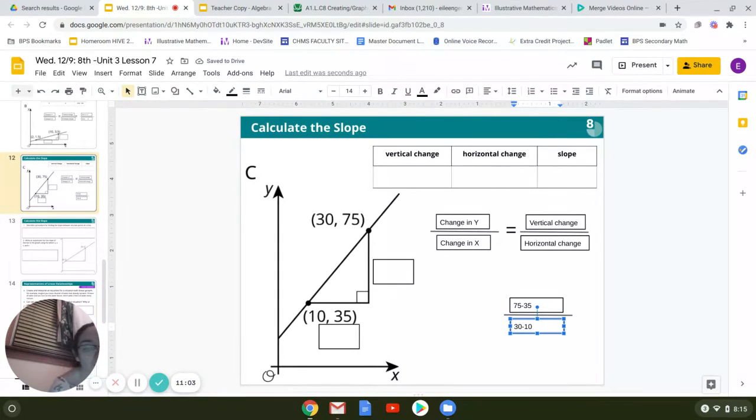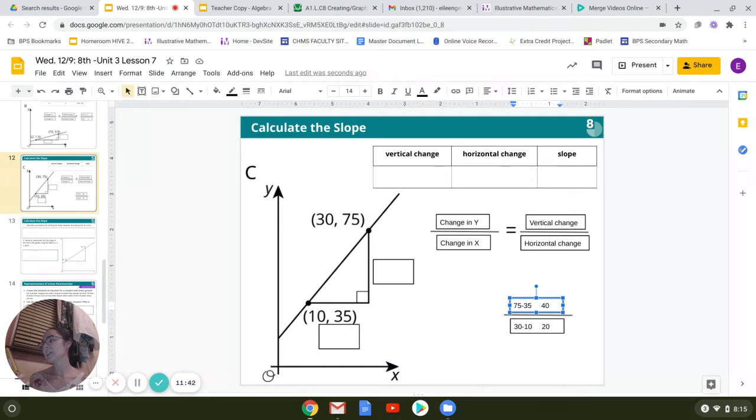So if I subtract 30 minus 10, I get 20. If I were to write this next one, 75 minus 35, I might need a calculator for this. You can use your phone. 75 minus 35 is going to get me 40. Yes, nice job. So my slope is going to be 40 over 20. And if I think about that, and if I use my calculator and divide 40 by 20, you don't even need your calculator for this, but you can use it if you need it.